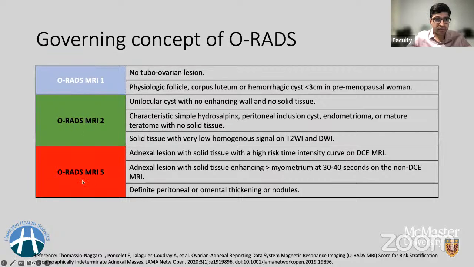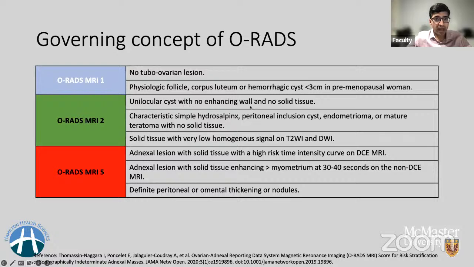So these are the 3 situations which you will probably have to deal with most of the time. And you can use these guidelines to make sure that you can follow and classify the lesions accordingly. So always talk about physiological processes and classify them as O-RADS 1. O-RADS 2, we talked about some of these examples.